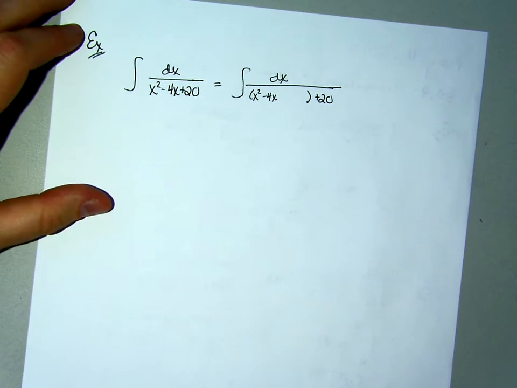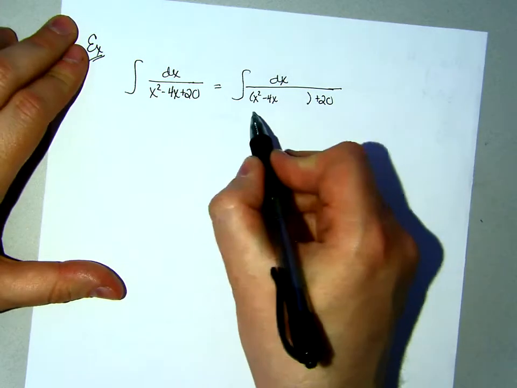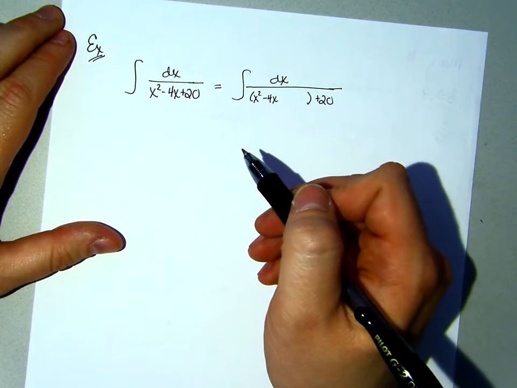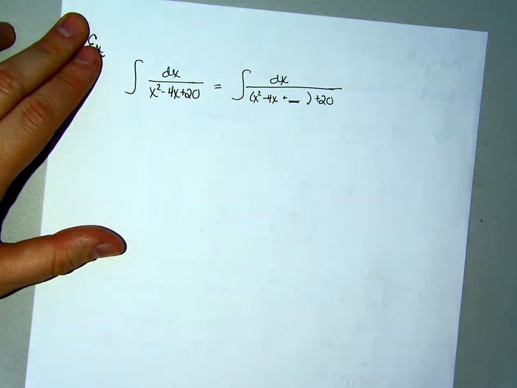I'm going to get dx over x squared minus 4x plus 20. I didn't do anything but add in some parentheses there. That's all. My goal is to turn the parentheses into what we call a perfect square trinomial.